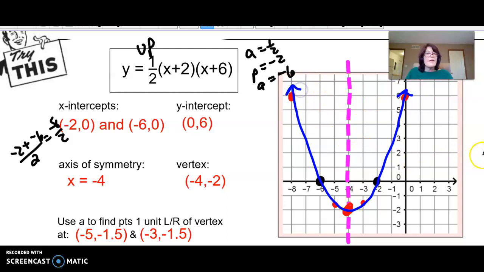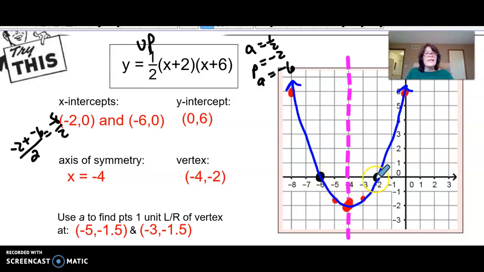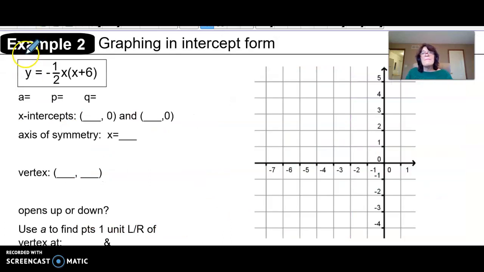Okay, that's how you graph in vertex form. You're given the two intercepts. You find the vertex by cutting that distance in half. That's the x coordinate. Of course, you find the y-intercept the same way we always have by putting 0 in for x. We use the axis of symmetry to help us find other points on either end. Okay? All righty, let's try this one.